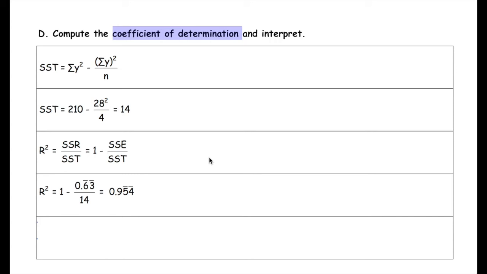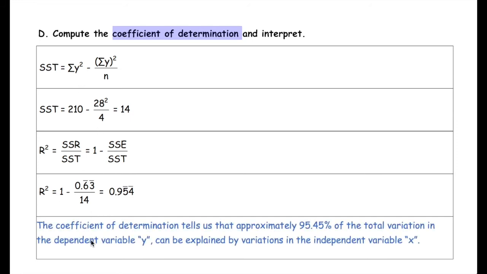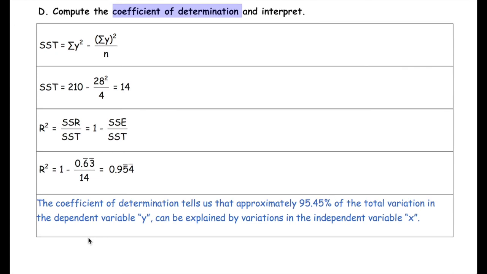Now what is more important for us is to know how to interpret R squared. R squared is a concept that always shows up on the final exam, and what it's essentially telling you is what is the percentage of the total variation in Y that is explained by variations in X. In other words, how good is your choice of X to predict Y? So you could say things like the coefficient of determination tells you that about 95.45% of the total variation in the dependent variable Y is explained by variations in X. And obviously the balance is the percentage that is not explained. It is explained by other factors that are not included in your model.